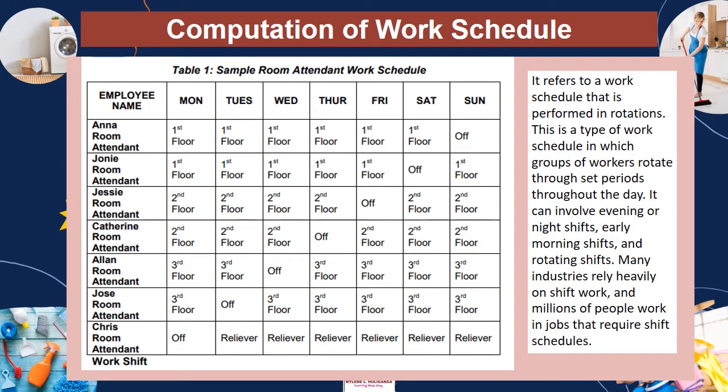Here is an example of a room attendant work schedule. In this table, it refers to a work schedule that is performed in rotations. This is a type of work schedule in which a group of workers rotate through set periods throughout the day. It can involve evening or night shifts, early morning shifts, and rotating shifts. Many industries rely heavily on shift work, and millions of people work in jobs that require shift schedules.